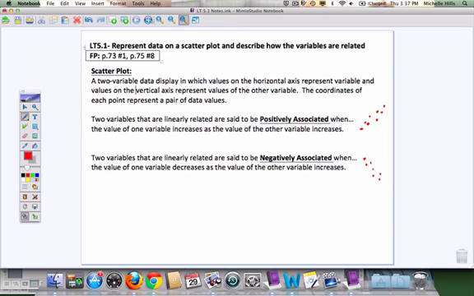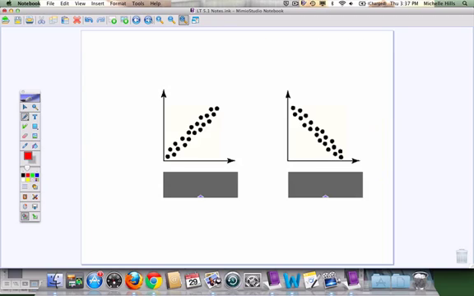Now, you can have varying levels of correlations. In this case, this is a positive relationship or a positive correlation. It's fairly linear. It's not perfectly linear. Again, there's a little bit of a scatter to those, but this is linear, and I would say it is positive.